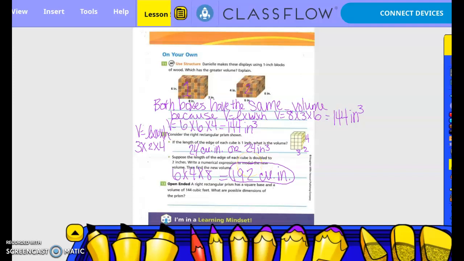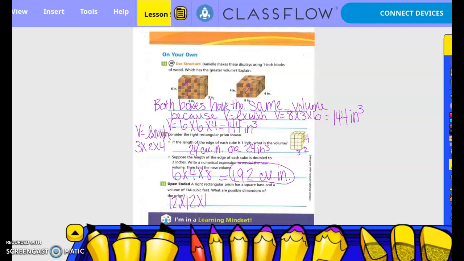Open-ended. A right rectangular prism has a square base and a volume of 144 cubic feet. What are possible dimensions of the prism? So the base and the volume equal the same thing. So they're probably only how many layers tall? 1 layer tall, right? So could we do 12 times 12 times 1? Okay. So we could do 12 times 12 times 1 for one of the dimensions.